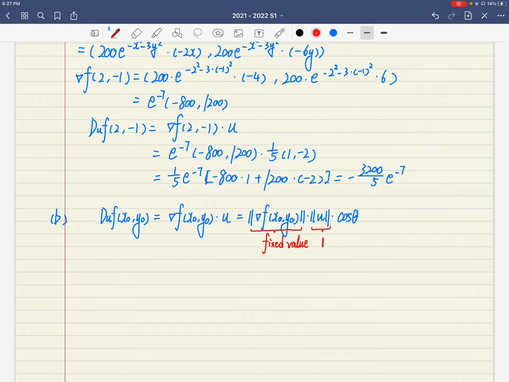Okay, the length of the unit vector is 1. So the only thing that will affect the value of the directional derivative is this cosine theta, right? We know the value range of cosine theta is between -1 and 1. So when cosine theta is 1, that means the directional derivative is maximized.